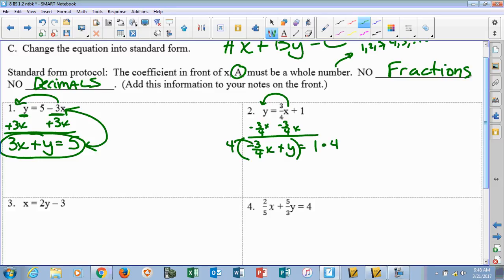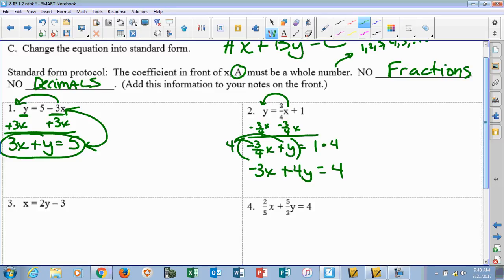So if I distribute a 4 in, 4 times negative 3/4 x is negative 3x, because the 4's cancel out. Basically what you're doing here is taking 4 over 1 times 3/4, right? They cancel. And then 4 times y is 4y, and this is 4. So now we got rid of the fractions, right? But we're still violating one rule, and that's the first one.